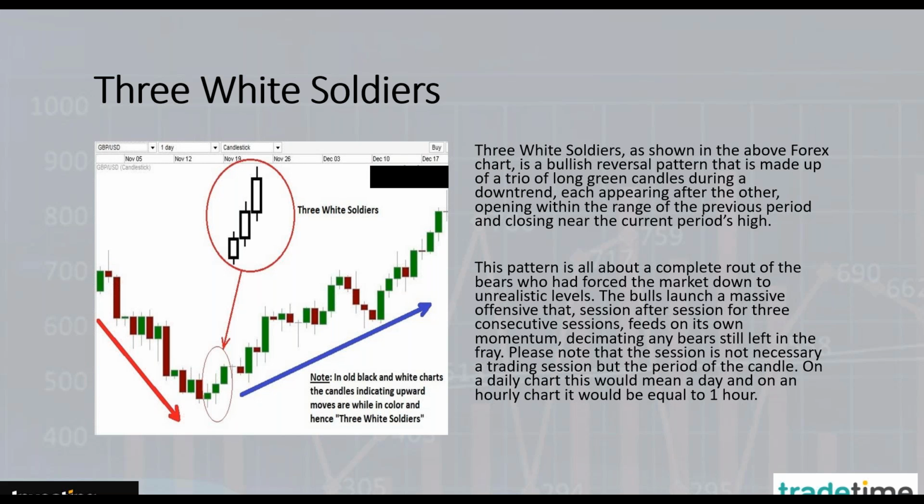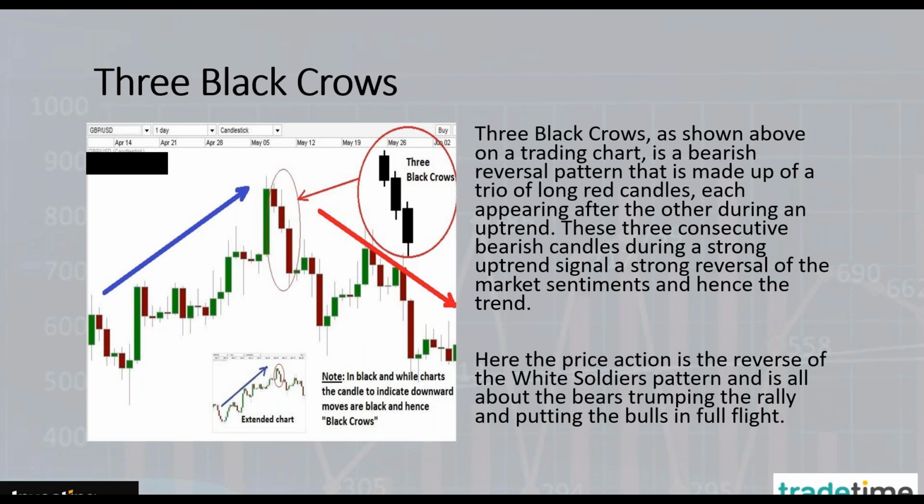Okay. The 3 white soldiers are 3 bullish candles that appear in a downtrend. When they appear, they are giving you a very, very good signal and telling you that the downtrend is over and the markets are moving into an uptrend. So if you're in that downtrend market, you want to get out quickly. If you're looking to enter the market, it's giving you an entry signal. 3 black crows are just the reverse.